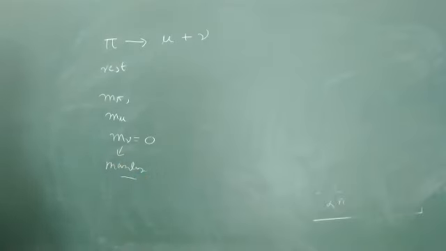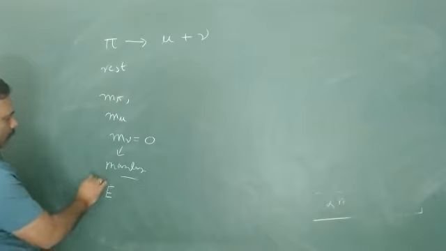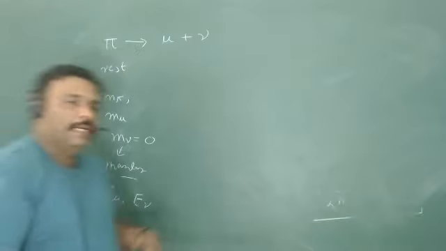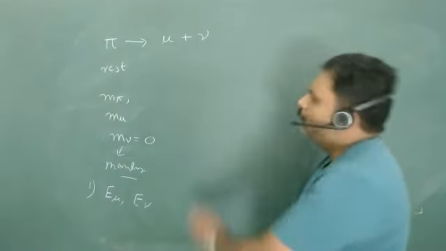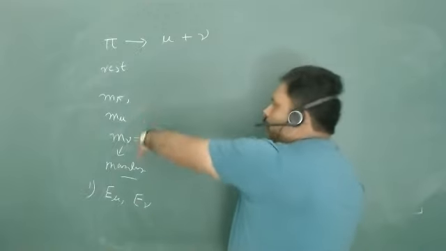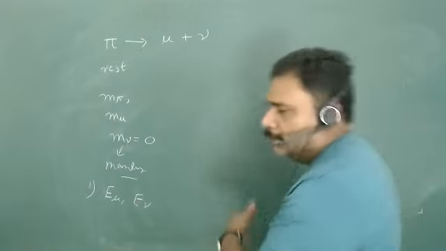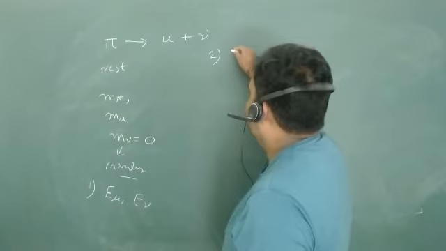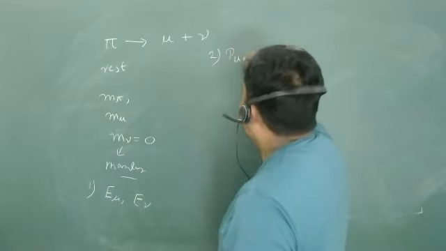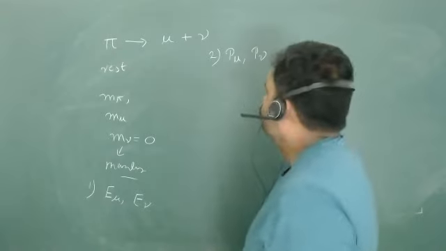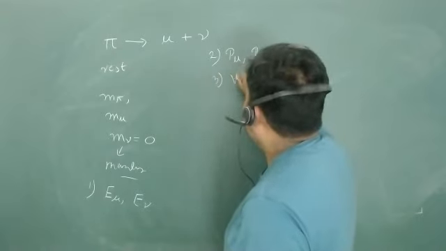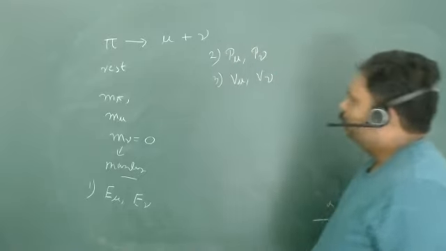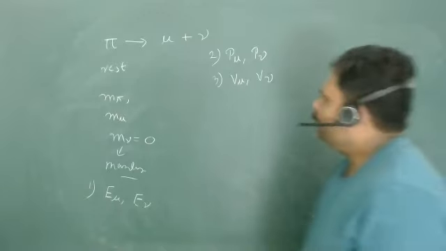So what you have to do? You have to calculate, question number 1, E mu, E nu. You can calculate in the same manner as we have calculated there, or you can put m nu equal to 0 and you will get the answer also. But I will suggest you that you should go step by step. But the second question is very interesting. You have to calculate p mu and p nu, and third, you have to calculate v mu and v nu. Okay, so just try to do this thing.